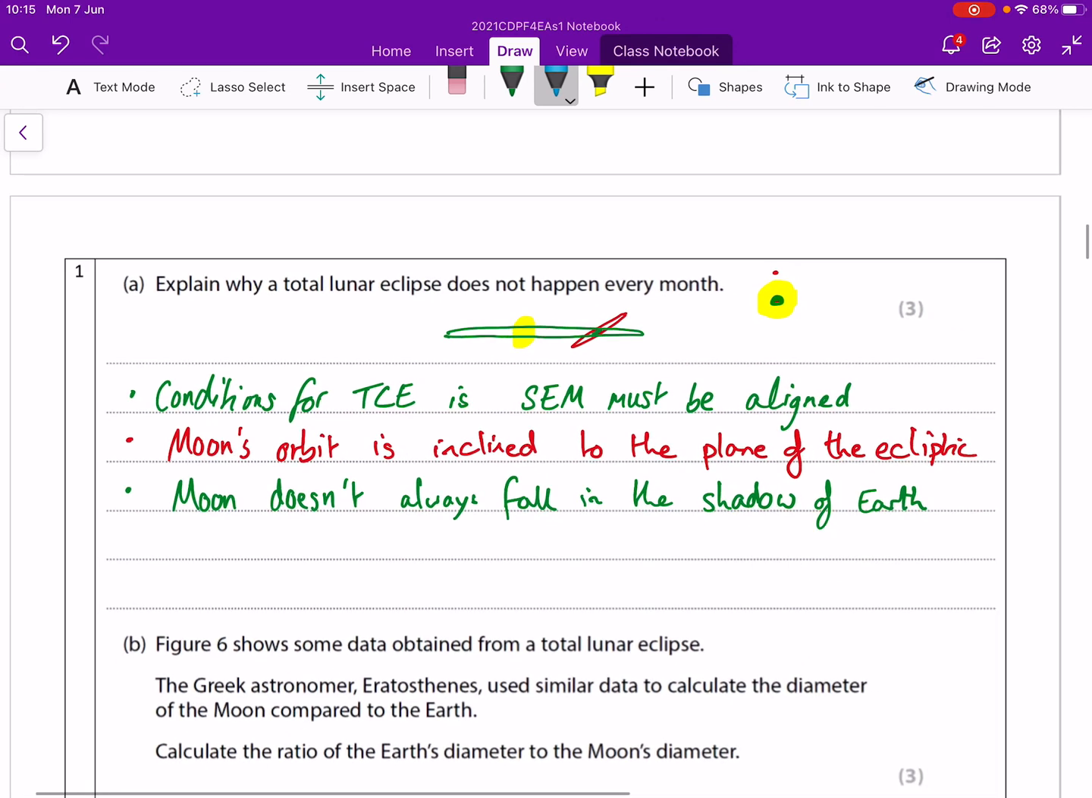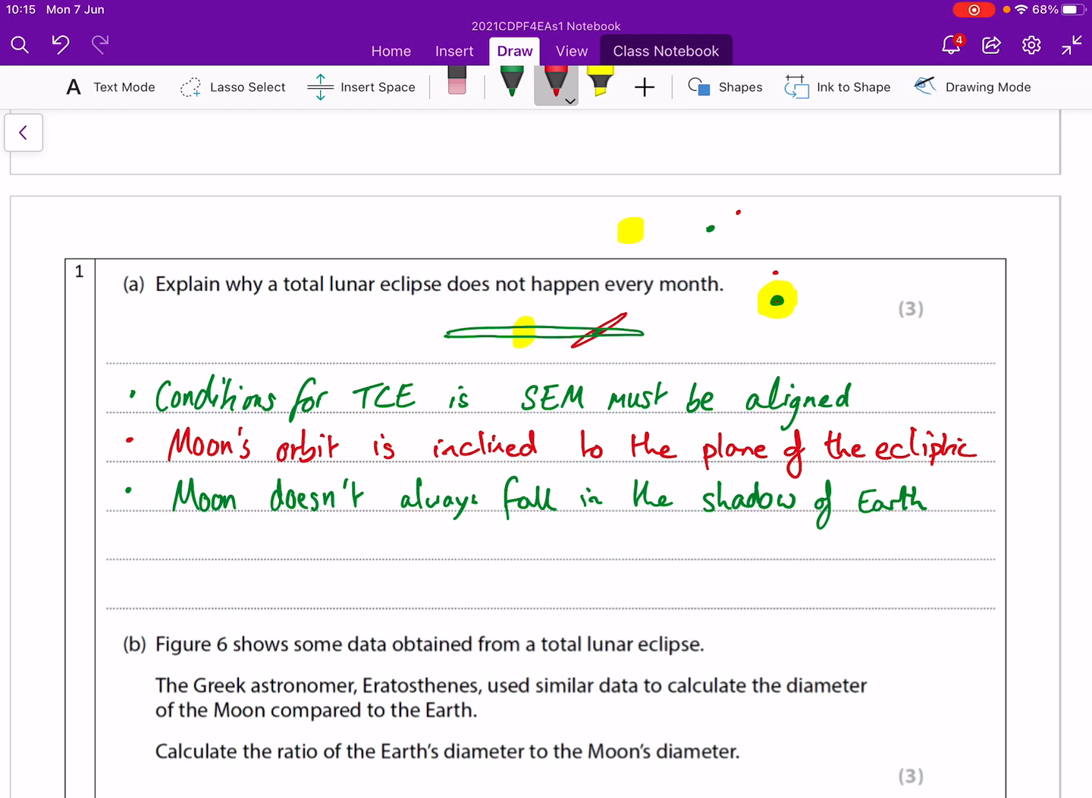So conditions for a total lunar eclipse is the sun, earth, moon must be aligned. They must be in a kind of straight line, right? So if I draw it again, you've got sun here, earth here, and then the moon, which I'd had in red, there. So they've got to all be in a straight line, but maybe that's not the case. Maybe the moon's like higher up in its orbit, so they're not.